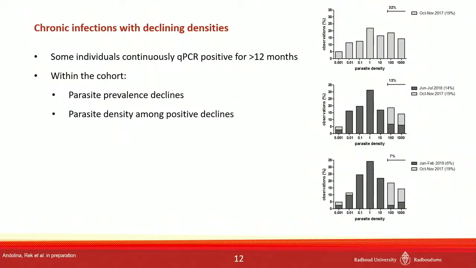If I can use the analogy, the iceberg is sinking; parasite densities are declining. In the last survey this year, there was only 6% parasite prevalence by highly sensitive PCR, and only 7% of those positives have more than 100 parasites per microliter. So this is a really interesting scenario for what happens to the infectious reservoir.